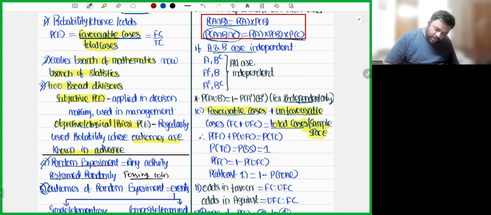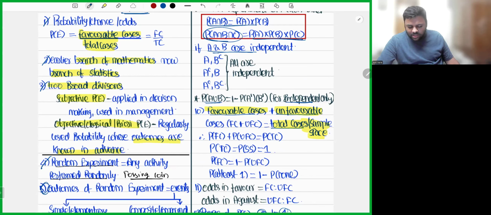You can remember either you can do P of A union B as P of A plus P of B minus P of A intersection B, and P of A intersection B you can take as P of A into P of B, or else you can do 1 minus P of A complement into B complement. Even that will give you a same answer. If you don't want to remember this, it's fine. Okay, you can directly remember P of A union B formula, P of A plus P of B minus P of A intersection B, where P of A intersection B will be P of A into P of B. Okay, or else if you can remember this formula in the examination, even that is completely fine.